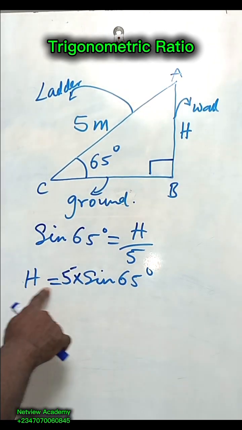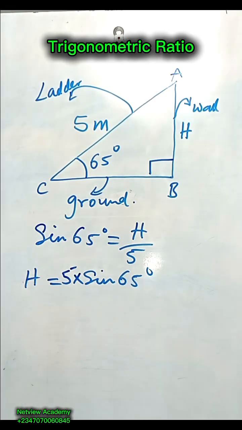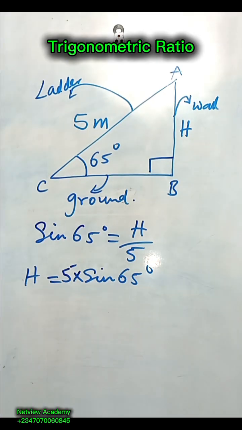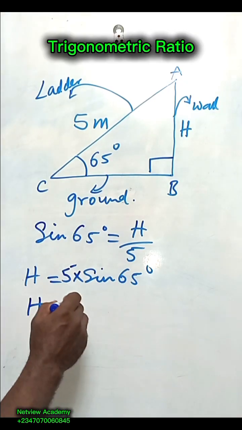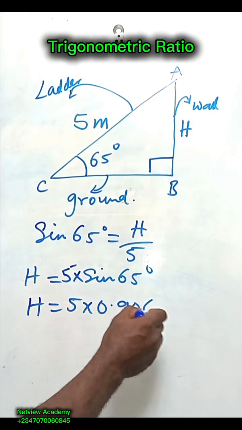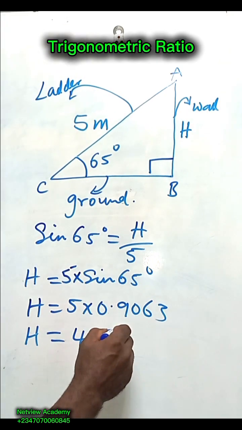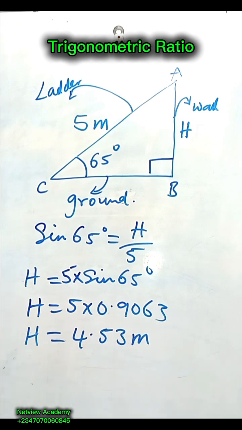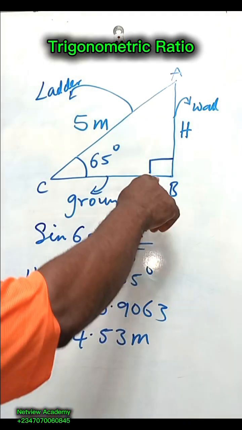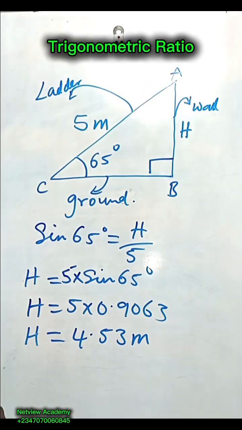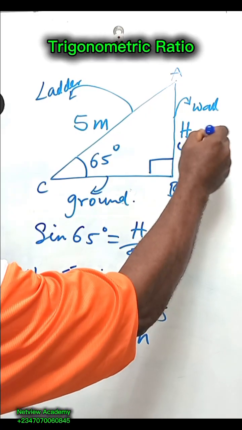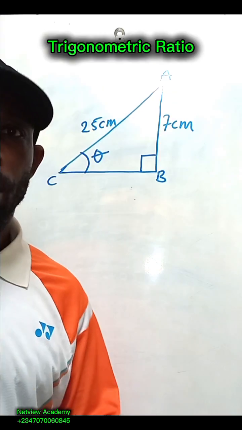Therefore, H is equal to 5 multiplied by sine 65 degrees. The value of sine 65 degrees is equal to 0.9063 approximately. Therefore, H is equal to 5 multiplied by 0.9063, where H is equal to 4.53 meters approximately. Therefore, the distance between the ground and where the ladder touches the wall is equal to 4.53 meters.